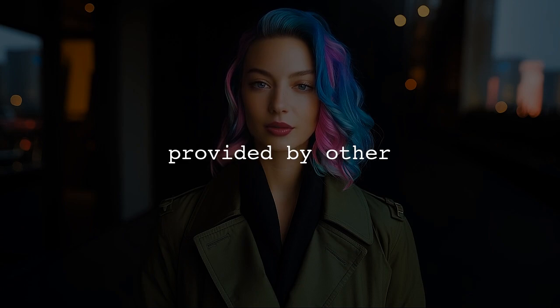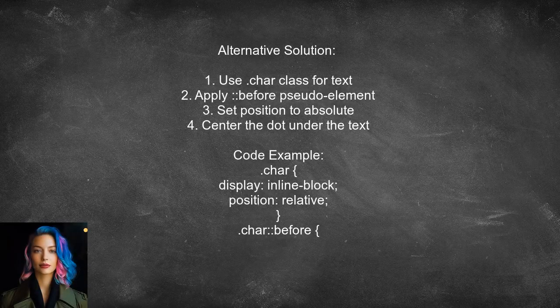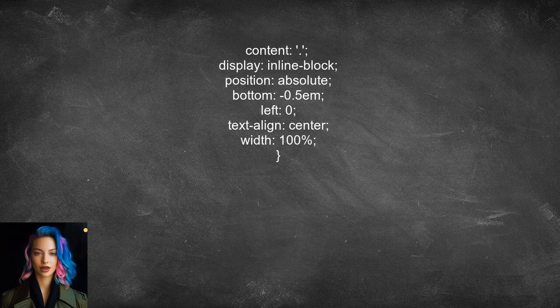Now let's look at the answers provided by other users. This user suggests a CSS solution to create a dot under text. They recommend using the before pseudo element to position a dot directly beneath the text. The dot is centered and maintains its position regardless of the text length.